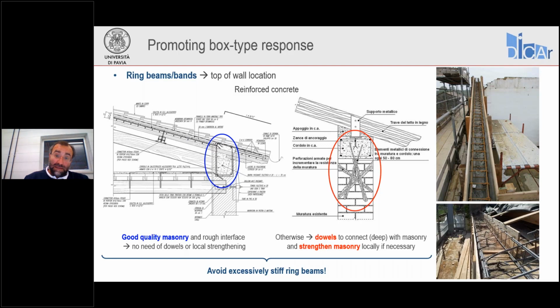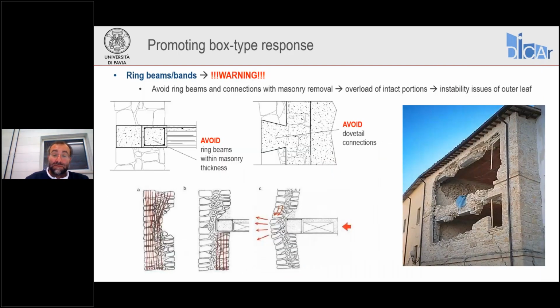The fact that the concrete ring beam is very stiff compared to the masonry, basically without any connection, may result in relative sliding, relative movement, or actually the ring beam somehow tearing the masonry below during this sliding movement and causing a collapse of the masonry below. We have observed this in the past. The thing to be very careful about is to avoid this kind of detail.